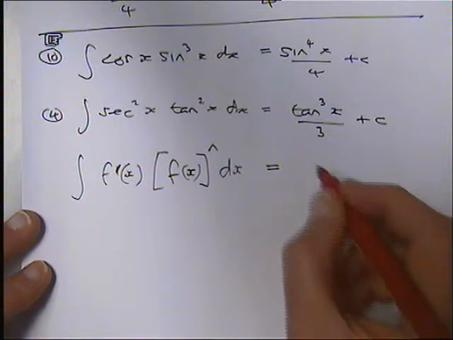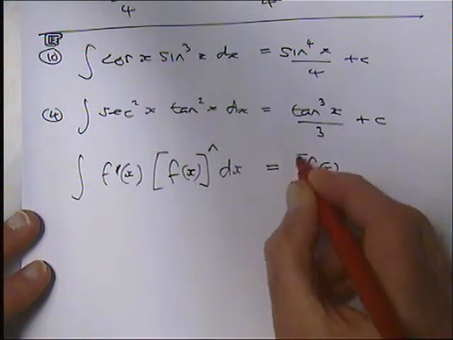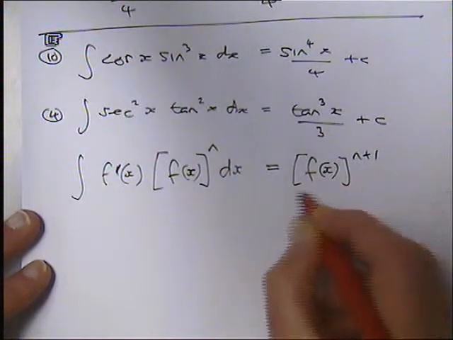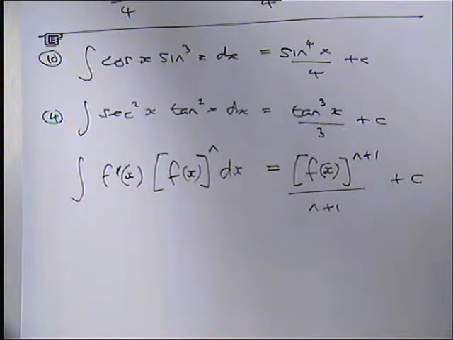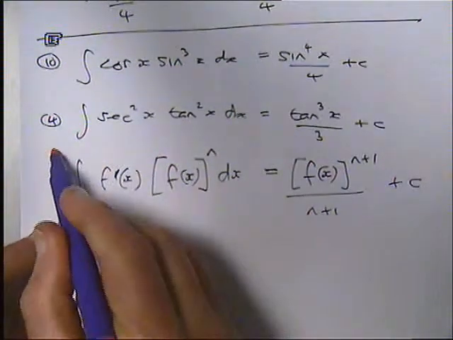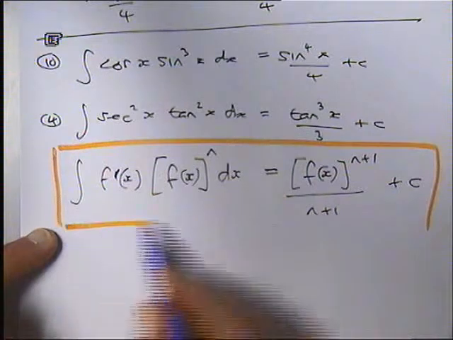f of x to be n plus 1 over n plus 1 plus 3. That's exactly right. Okay. So, what we have here, if I go through that, let's put that there a minute.